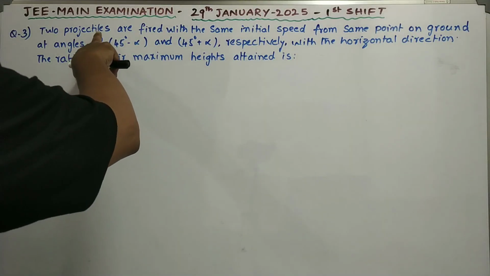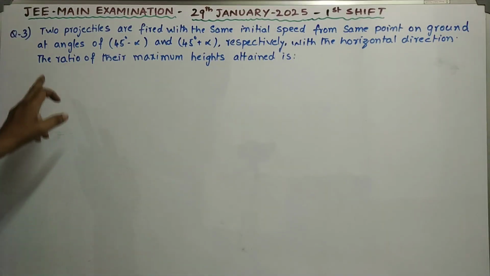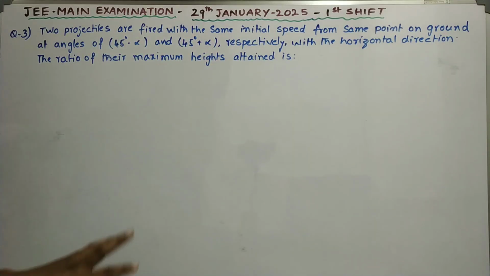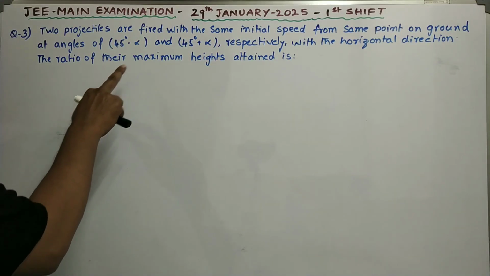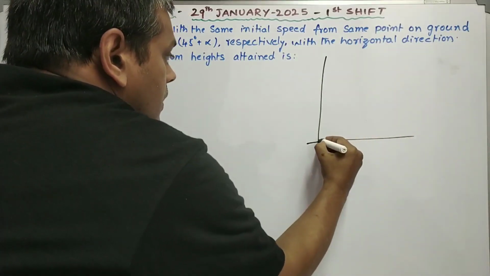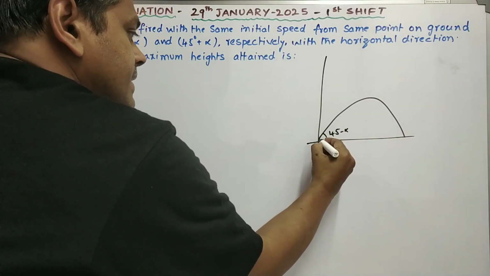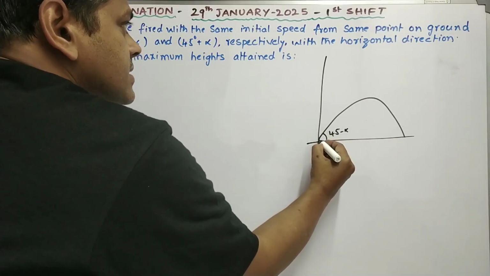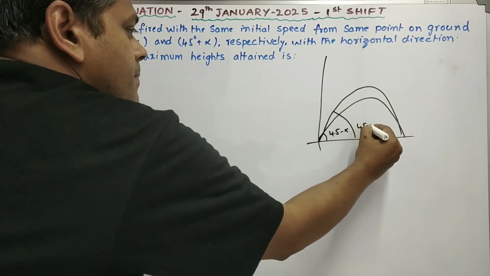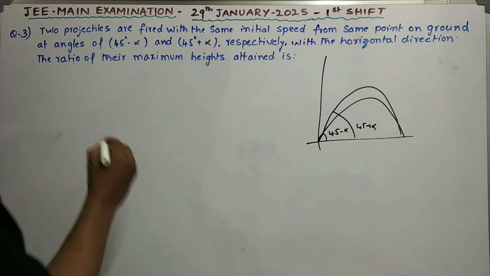The third question. Two projectiles are fired with the same initial speed from the same point on the ground at angles of 45 degrees minus alpha as well as 45 degrees plus alpha respectively with the horizontal direction. The ratio of the maximum heights attained is asked. This is a projectile fired with an angle 45 degrees minus alpha, and the second projectile with the same initial velocity from the same point on the ground making an angle 45 plus alpha. Both attain some height h above the ground, that is called the maximum height.